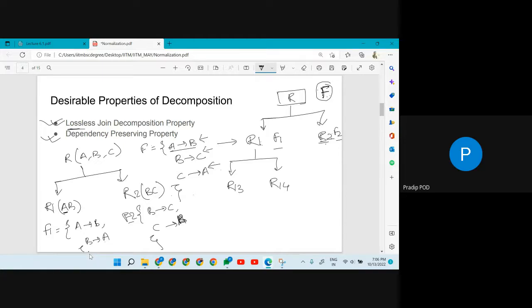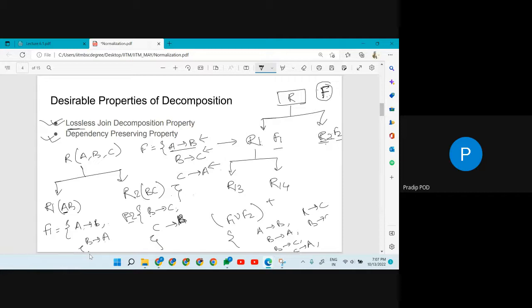So what are all the functional dependencies in F1 union F2 closure? The possible set of functional dependencies are A to B, B to A, B to C, and C to A. And here also you can see A to B and B to C. Then I can say by the transitive property A to C is also possible, right?